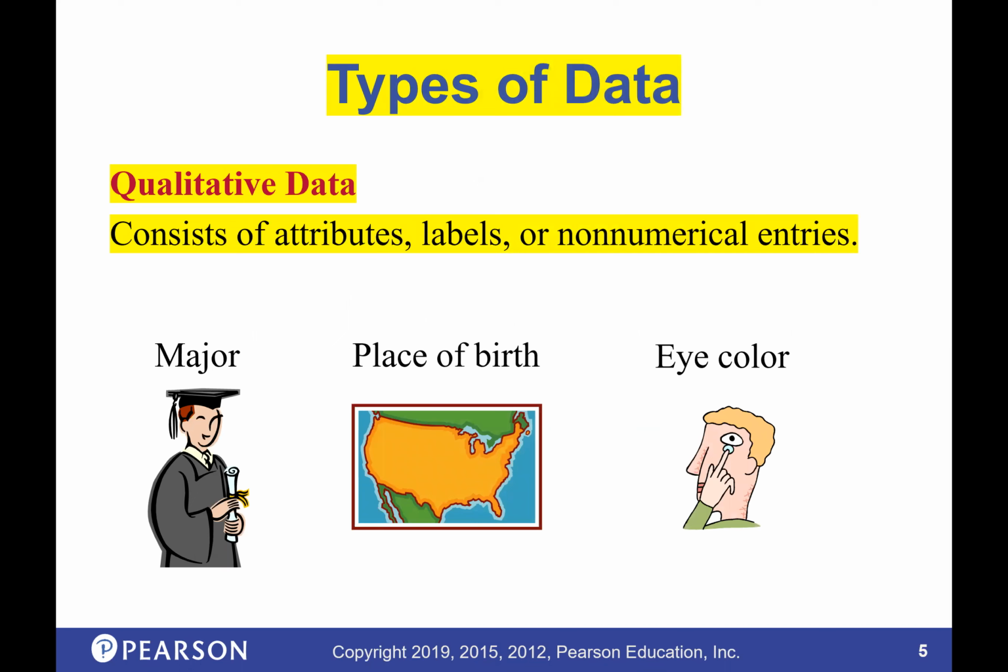First of all is qualitative data. Types of data. Qualitative data consists of labels, non-numerical entries, or attributes, like nature, birthplace, eye color. Those are all considered different types of qualitative data. Qualitative just means not related to computational numbers.